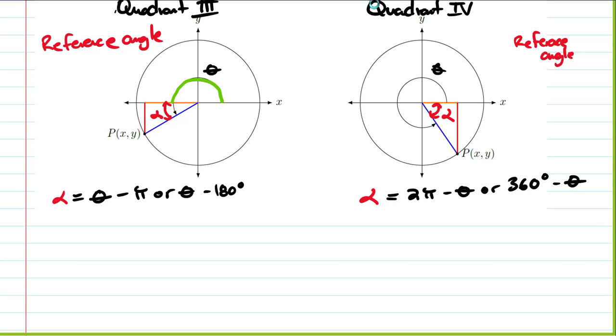So I would strongly recommend that you just get comfortable with drawing the pictures and don't try to memorize these 4 formulas. You can do it that way, but it's a lot easier to just get comfortable with drawing the pictures and reason through what it has to be based on where it's located.